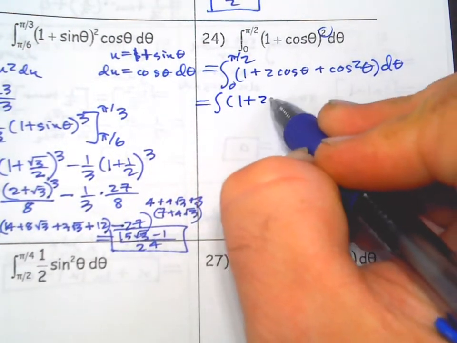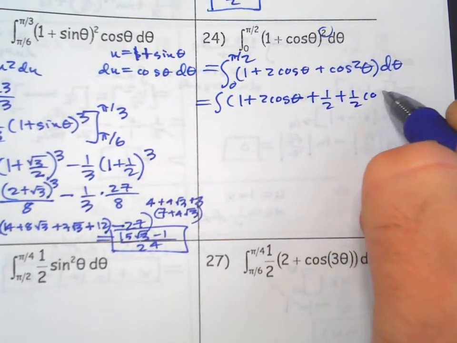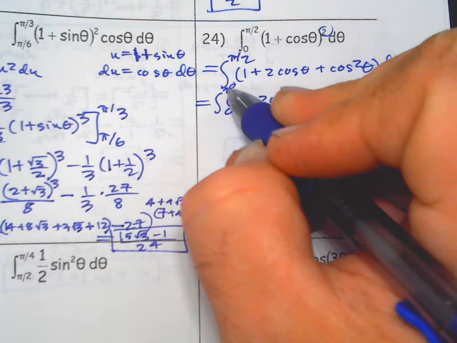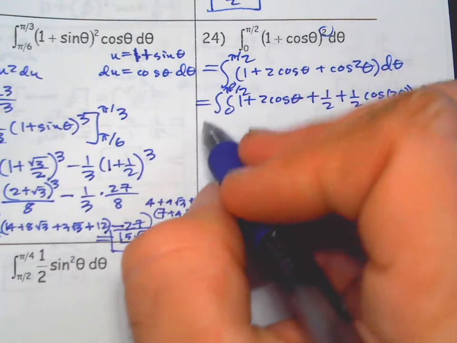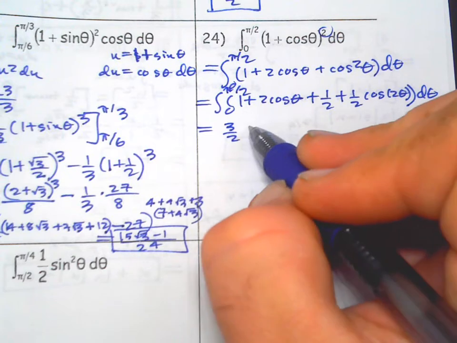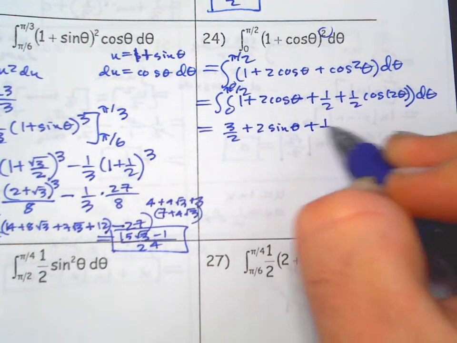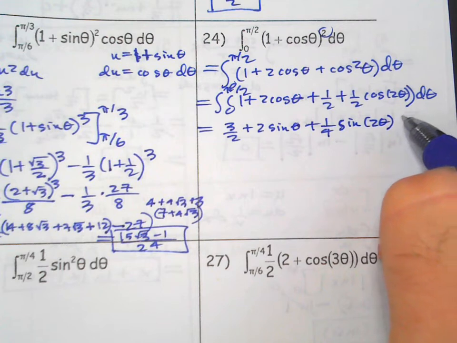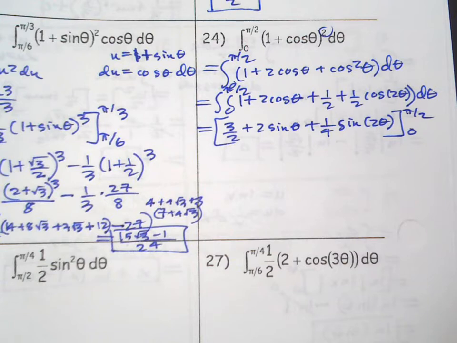And we replace it with 1/2 plus 1/2 cosine double angle. Okay. If it were sine squared, it'd be 1/2 minus 1/2 cosine double angle. It's always double angle cosine. So the antiderivative is going to be 3/2. I'm doing the 1 and 1/2 together, plus 2 sine theta, plus 1/4 sine 2 theta. A little chain rule there, U-Substitution.